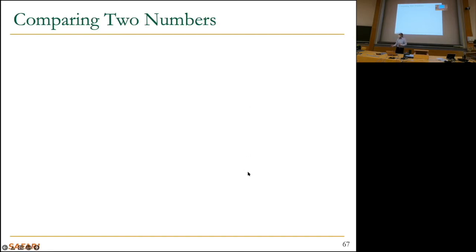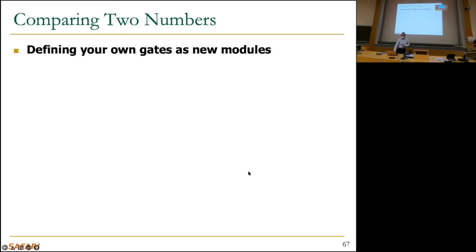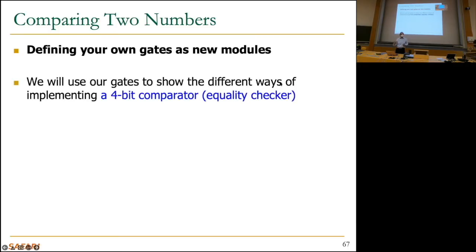So what we're going to look at is really equality checking, comparing two numbers. We've seen this as combinational logic in lecture 5. But let's take a look at it in Verilog. So you can define your own gates as new modules, clearly.